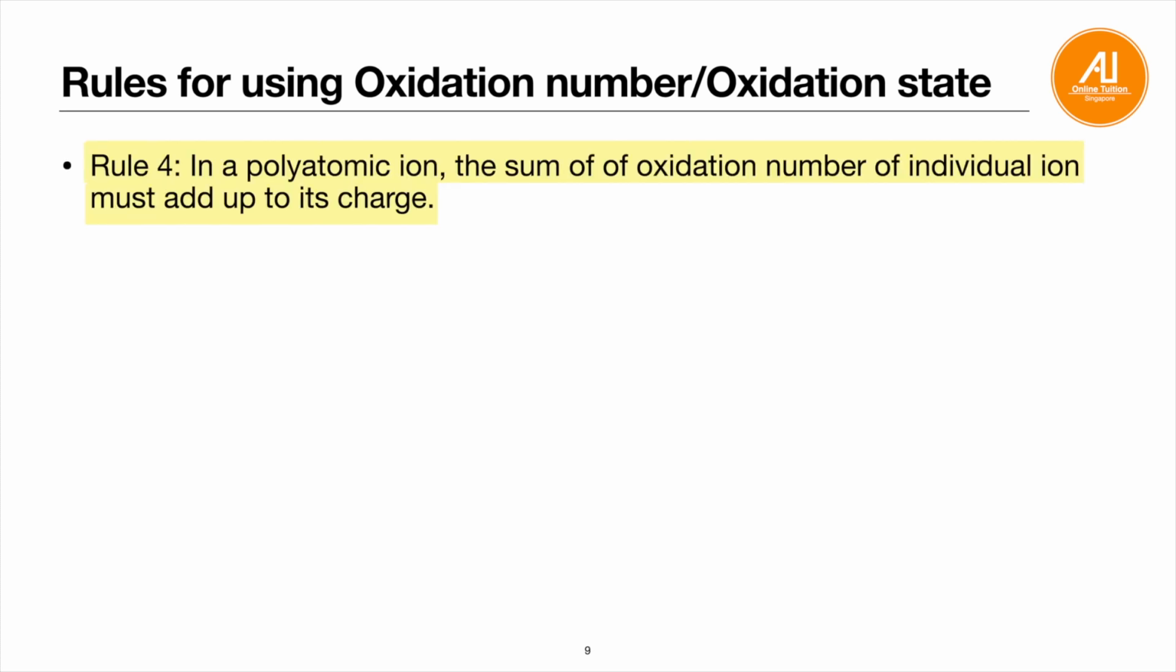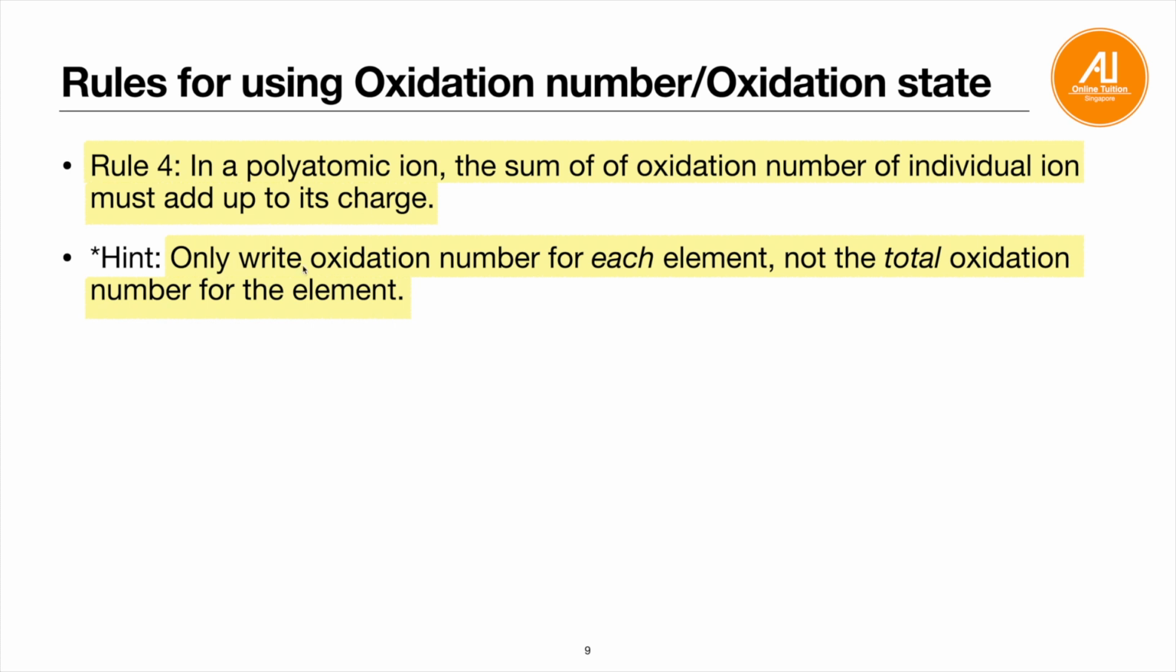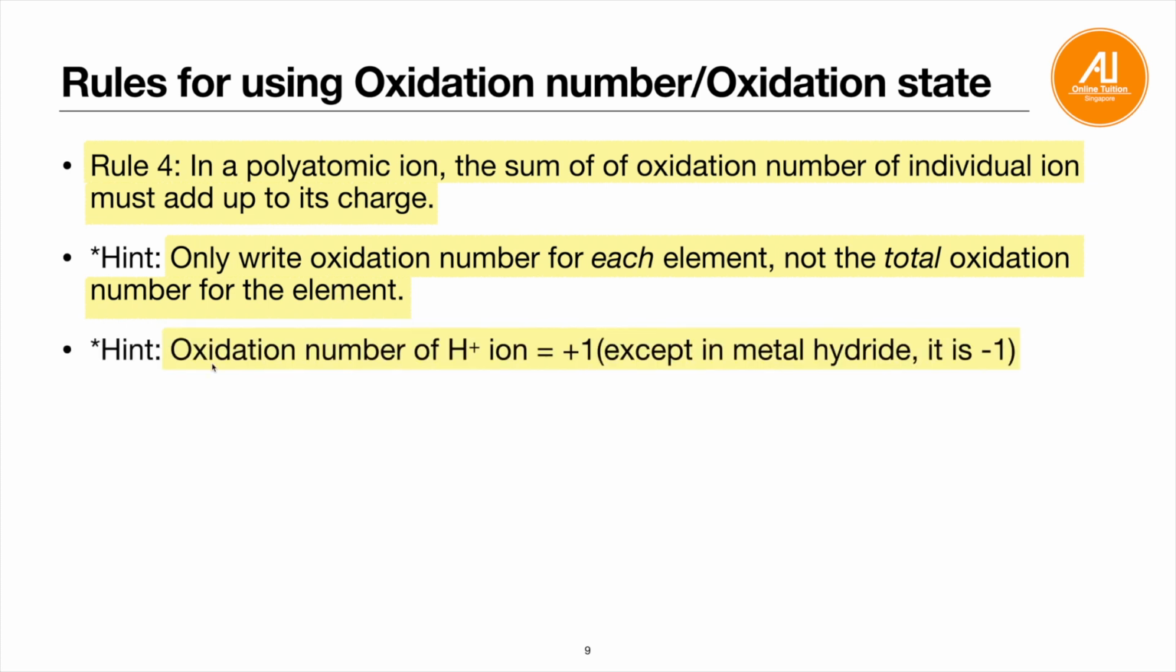Moving on. The last rule. Rule number 4. In a polyatomic ion, the sum of the oxidation number of individual ions must add up to its charge. What does this mean? Only write the oxidation number for each element, not the oxidation number for the element itself. Before that, there are a few rules. Hydrogen is always +1, which you saw just now in the previous example, except for metal hydride, where it is -1. This is the only exception case. Once in a while you will see this one, so just watch out for it. But most of the time, hydrogen will be +1.